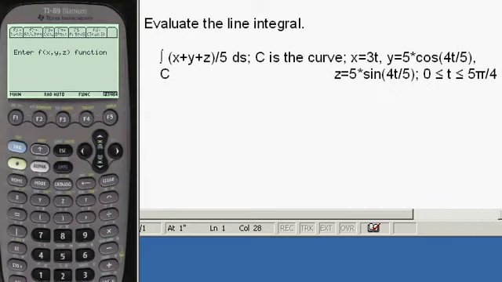And then we're going to enter the function. We have to press alpha first before you enter anything in these entry lines. Remember that: alpha, left parenthesis, x plus y plus z, right parenthesis, divided by the number 5. Okay, let's check it. Yeah, it looks pretty close to what's up here, doesn't it? So that's good. We're going to say OK.